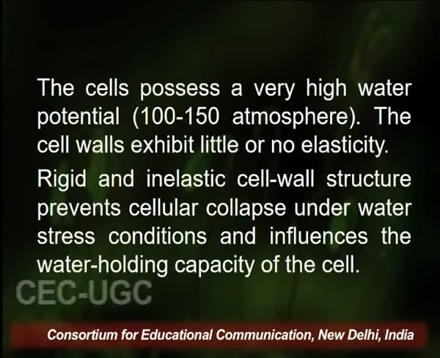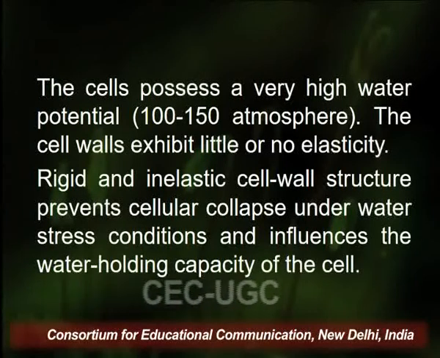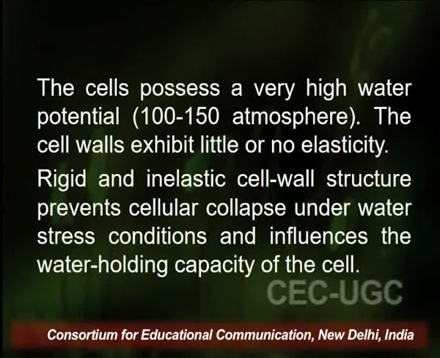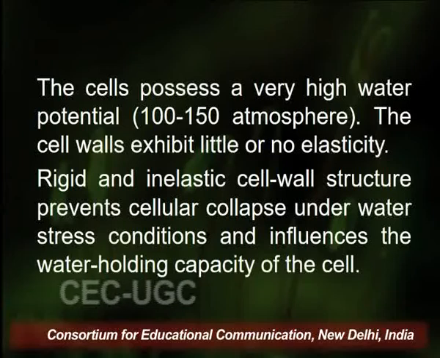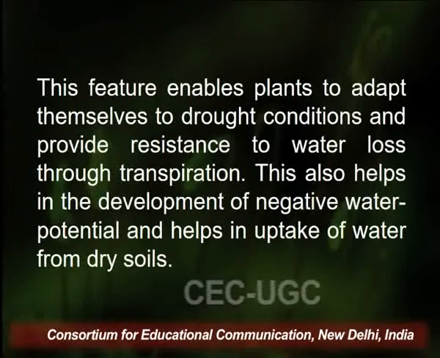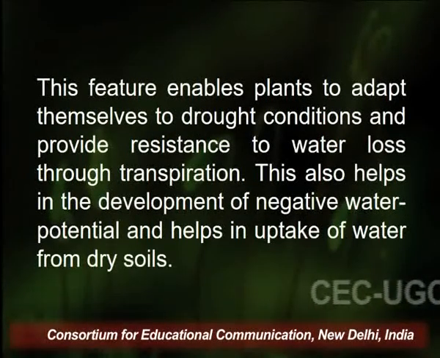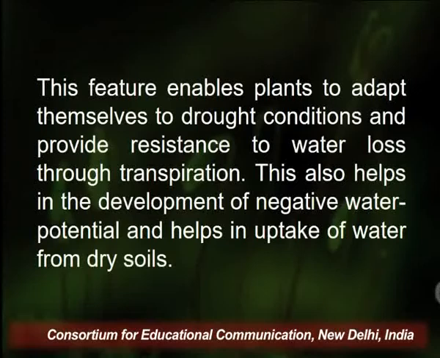The rigid and inelastic cell wall structure prevents cellular collapse under water stress conditions and influences the water holding capacity of the cell. This feature enables plants to adapt themselves to drought conditions and provides resistance to water loss through transpiration. This also helps in the development of negative water potential and helps in uptake of water from the dry soils.